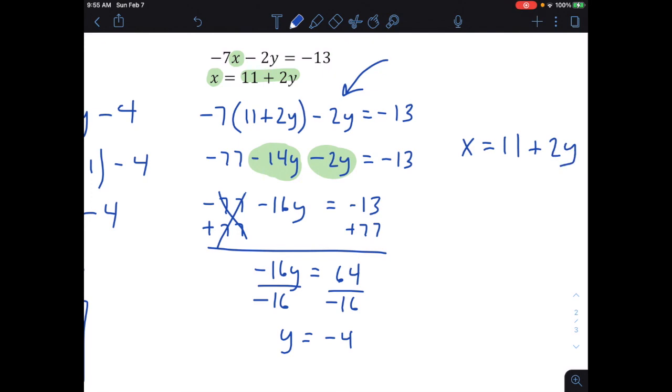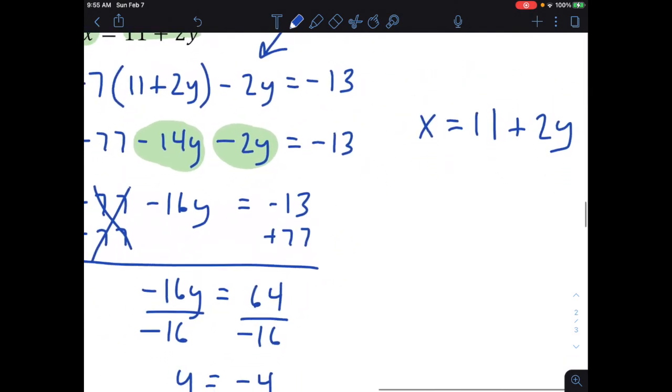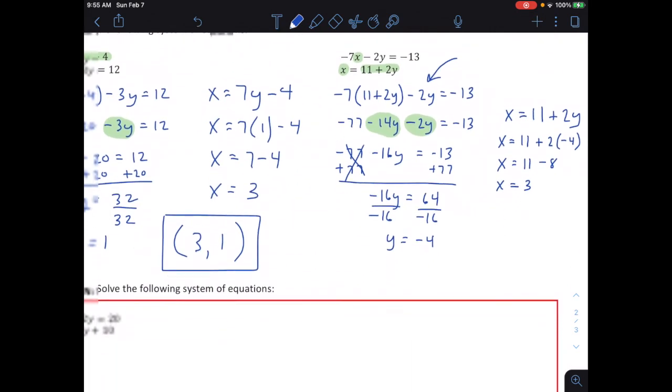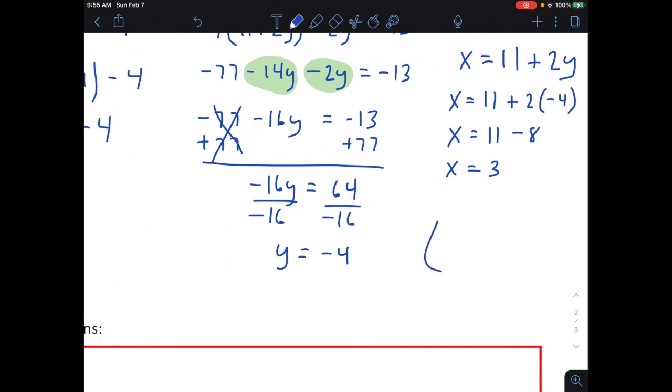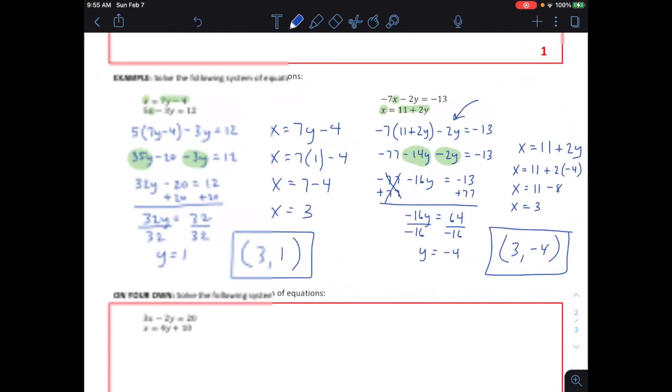So I'm going to plug in my negative 4 into that. X equals 11 plus 2 times negative 4. So I can simplify and get negative 8 or minus 8. So x equals 3. So we have 3, negative 4. And again, I don't have any space, but that shouldn't stop me from checking my work. I'm going to do it off to the side here.